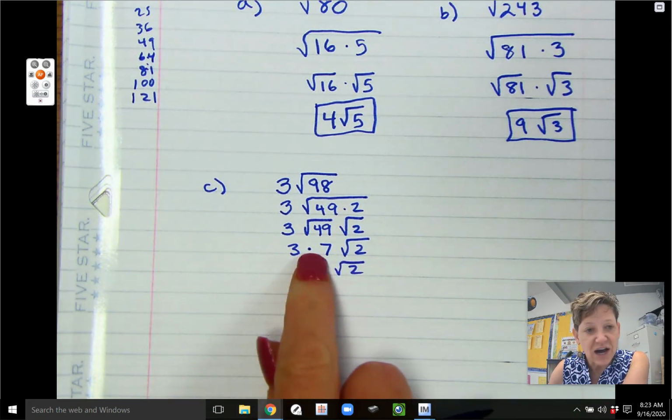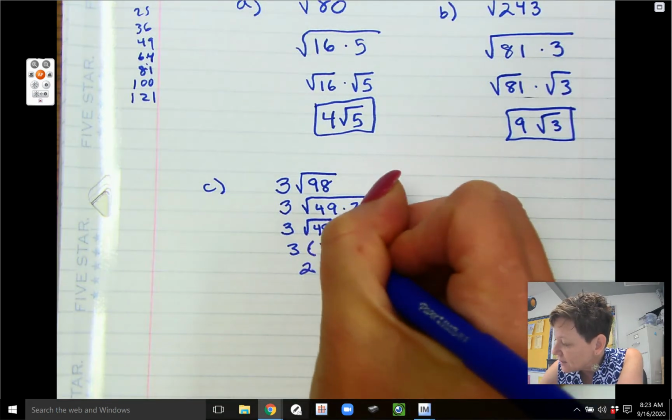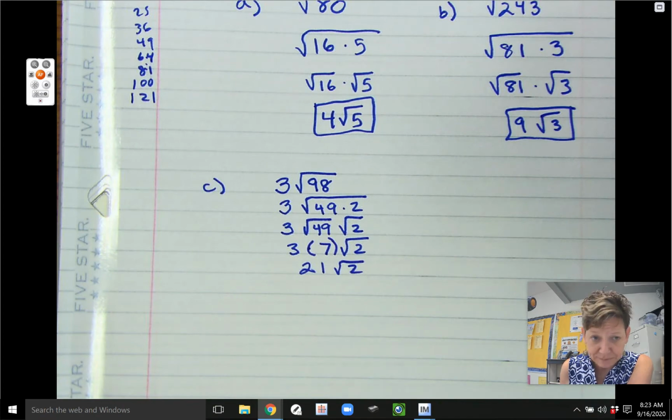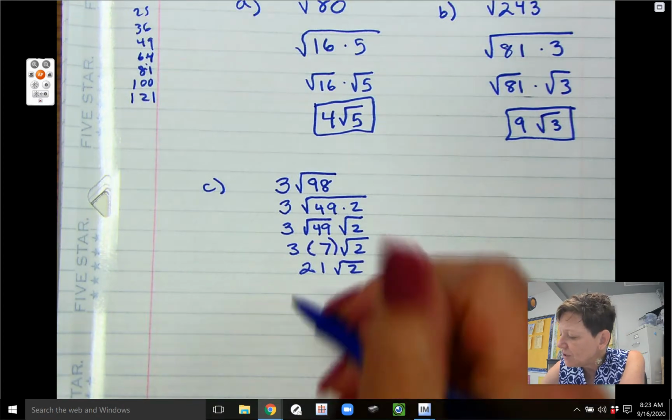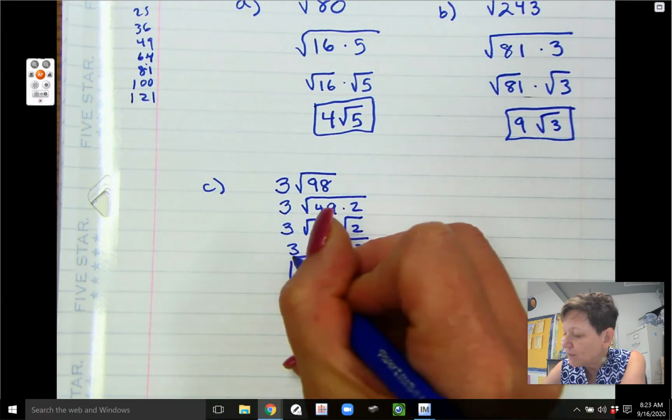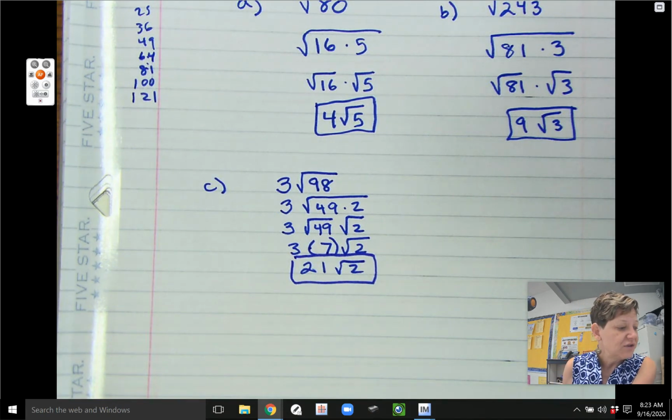Now, if you don't like dots, you could also use parentheses here. Totally up to you how you write that. Your answer is 21 square root of 2. So that is simplifying radicals.